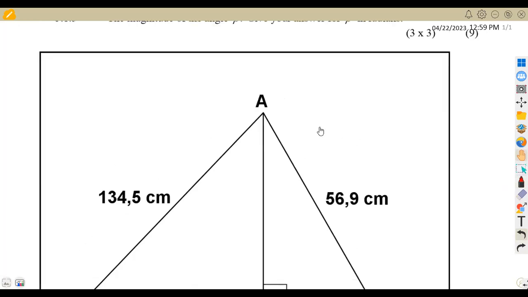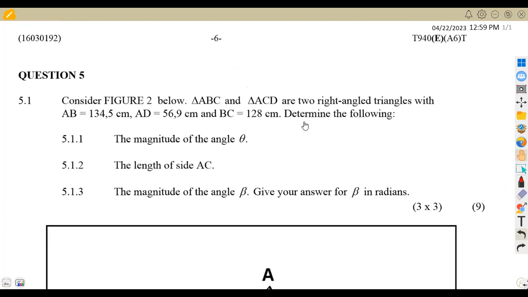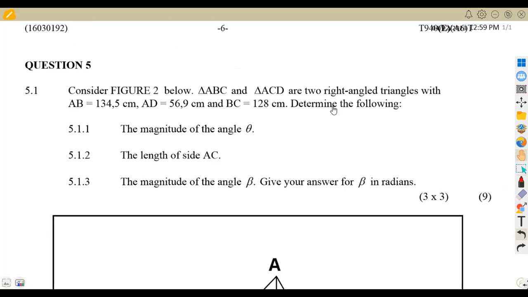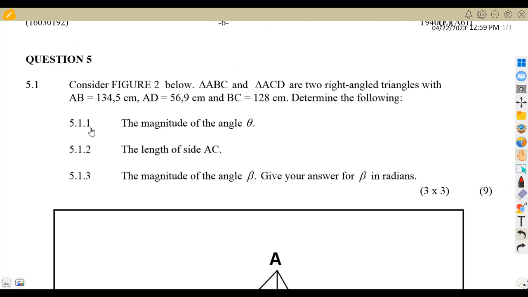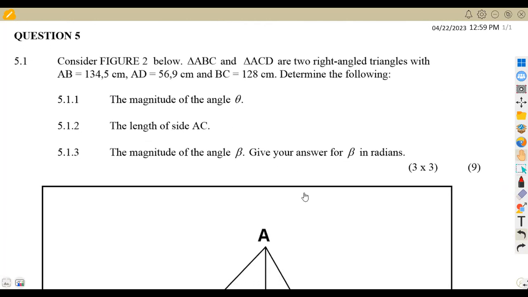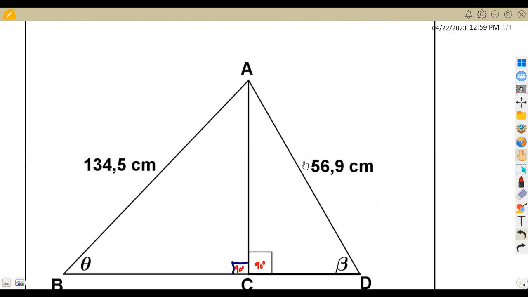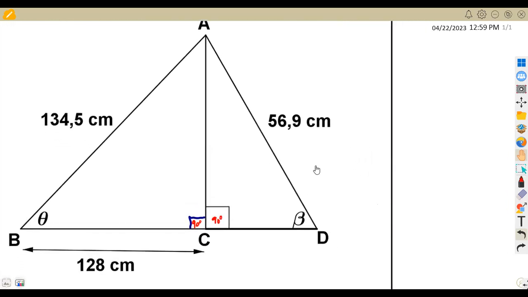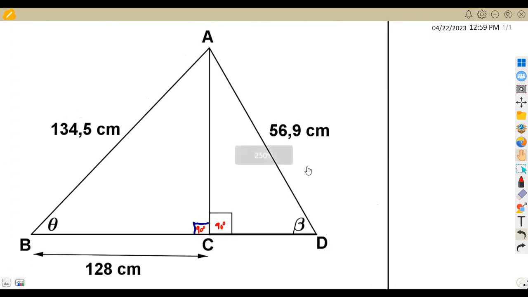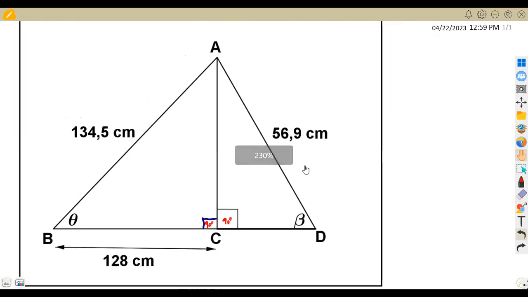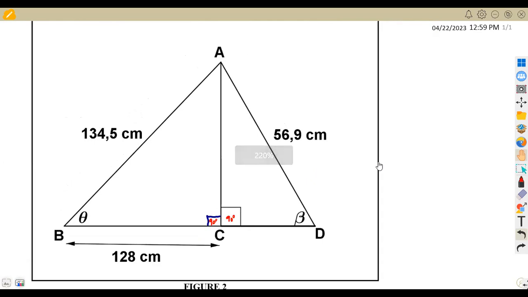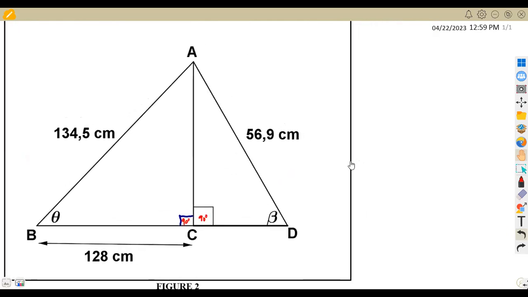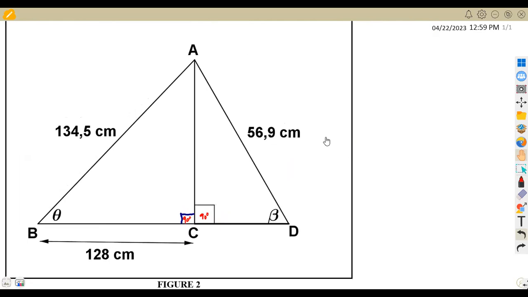We are given the dimensions, and we are asked to determine the following. 5.1.1, the magnitude of the angle theta. That is the first part of the question, to determine the angle theta. This is our diagram. Let me reduce it a little bit. So how can we determine theta from the information that we are given?